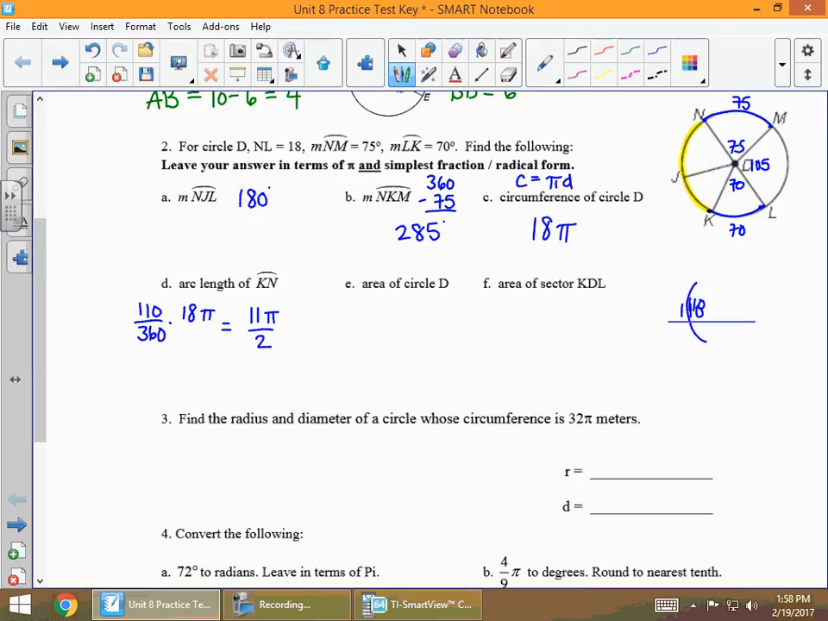All right. Get rid of that. And get rid of this. As I look at E, it says find the area of circle D. Well, area is pi r squared. We know that the diameter is 18, so the radius is 9. And 9 squared is 81. So the area is 81 pi.